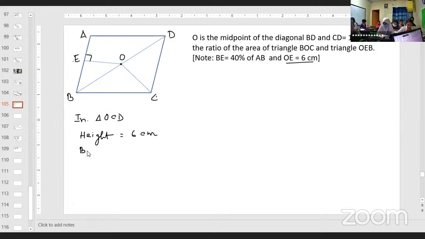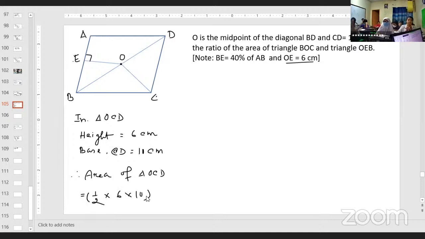And base, we have base CD, which is equal to AB, right? CD is 10 centimeter. Therefore, area of triangle OCD will be equal to half into 6 into 10 centimeters square. So it's going to be 30, right?